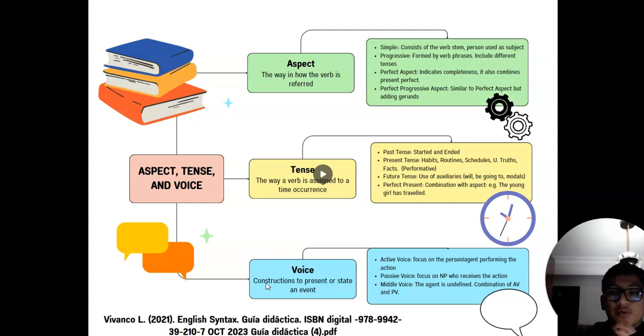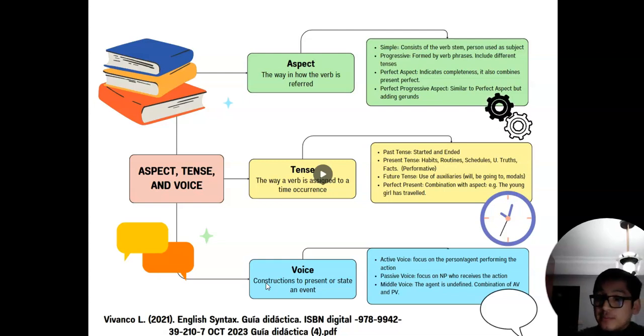So now the first one will be the active voice, where the active voice focuses on the person or the agent performing the action. So the active voice is focusing on the doer of the action. As an example, Maria plays her guitar, and that will be an example where the action is focused on the performer.